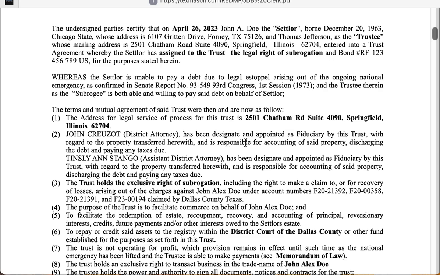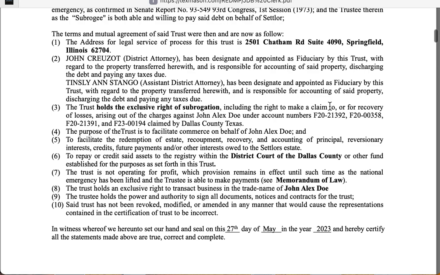John Cruzat has been designated and appointed as fiduciary by this trust with regard to the property transferred herewith and is responsible for accounting of said property and discharging the debt and paying any taxes due. That John Cruzat is the district attorney in this example. Then Tinsley, the assistant district attorney, has been designated and appointed as fiduciary by this trust with regard to the property transferred herewith and is responsible for accounting of said property and discharging the debt and paying any taxes. The trust holds the exclusive right of subrogation, including the right to make a claim for recovery of losses arising out of the charges against John Alex Doe under account numbers.